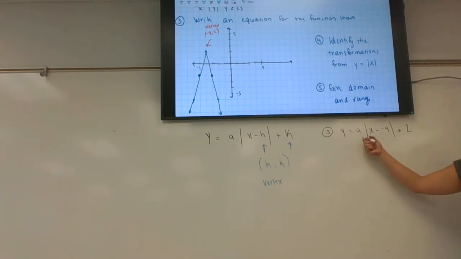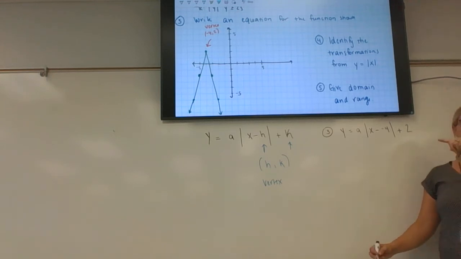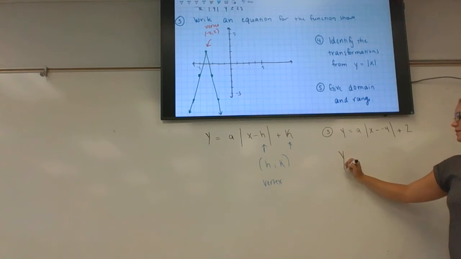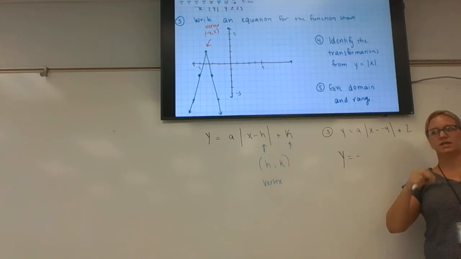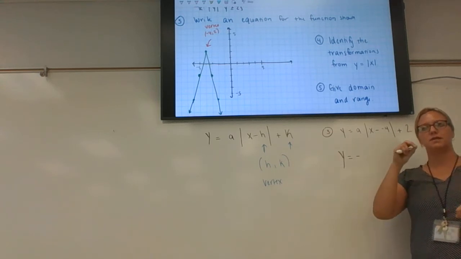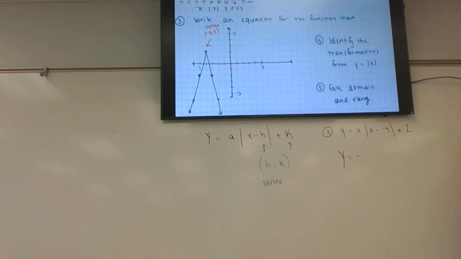Okay, so what about A? A is supposed to show reflections and it's supposed to show slopes. Does the green line have a reflection as compared to the red line? Yes, so we've got to put a negative sign in our equation. And then the green line's looking very skinny. Very skinny. That's because the slope is something other than up 1 over 1.